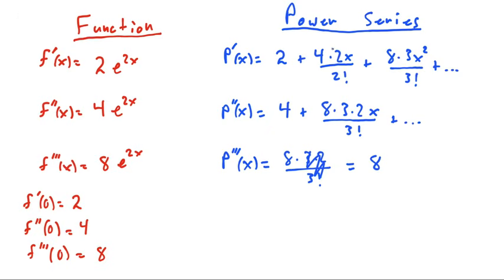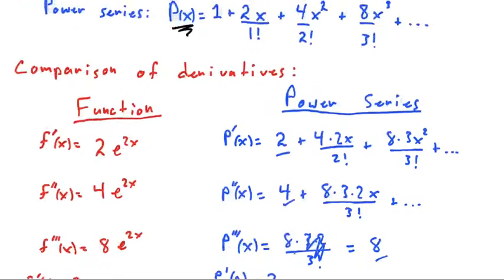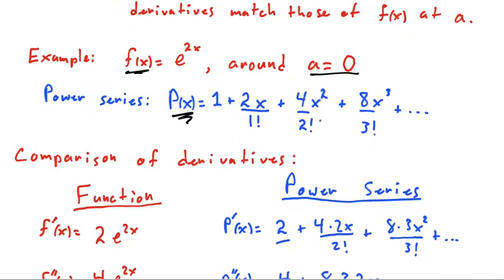Compare that to the derivatives of the power series at 0. When we plug in x equals 0, everything goes away except for the constant terms. So the first derivative of the power series at 0 is a constant of 2. The second derivative is 4. The third derivative is 8. Notice that the derivatives of the function and the derivatives of the power series match. So, in other words, if we compare our function and this power series, they have the same derivatives near an x value of 0.